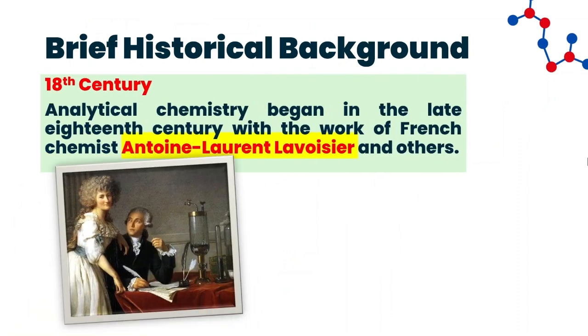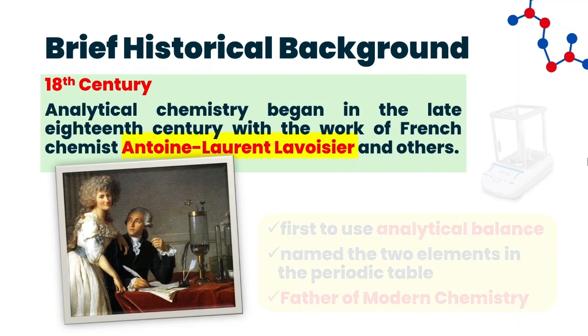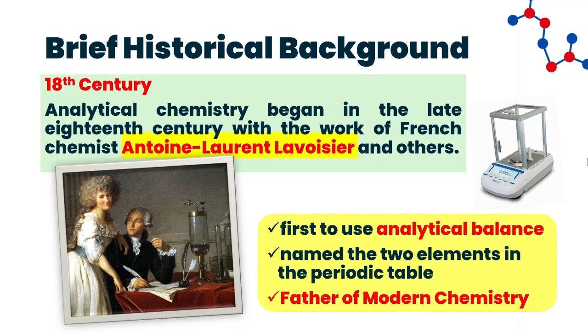From ancient tales of gold testing to Archimedes' brilliant discovery, the search for truth in materials kept evolving. Fast forward many centuries, we arrive at the 18th century when analytical chemistry truly began to take shape through the groundbreaking work of the father of modern chemistry, Antoine Laurent Lavoisier, and of course other pioneers. He was the first one to use an analytical balance. This is one of the weighing scales that can measure up to several decimal places to accurately measure the mass of any substance. He also named two elements in the periodic table, and that's why he is called the father of modern chemistry.